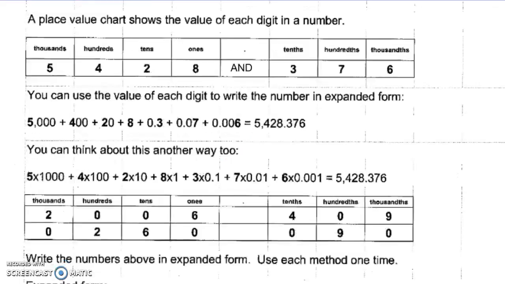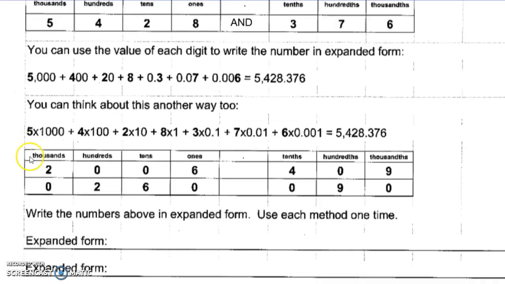You can think about it another way too. Okay, we have 5 happening 1,000 times, which is 5,000. 4 happening 100 times, which is 400. 2 happening 10 times, which makes 20. 8 happening once, well, that's just 8. 3 happening 1/10 of a time, 3/10ths. 7 happening 100th of a time, 7/100ths. 6 happening 1,000th of a time, 6 thousandths. And there you go, same number.